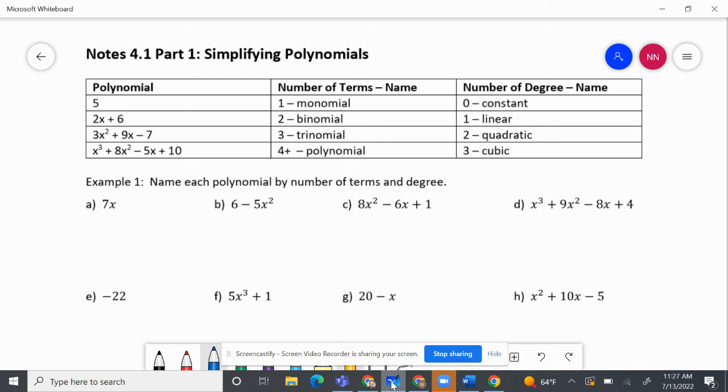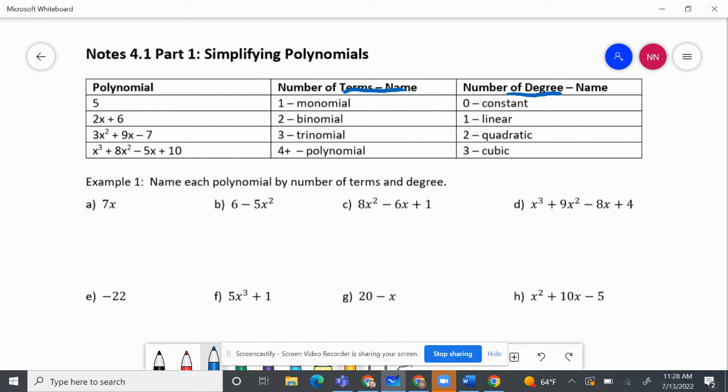What we're going to do is look at simplifying polynomials. Now, before we simplify polynomials, what we need to do is clarify different types of polynomials. So we're going to be describing polynomials based on the number of terms that they have and the number of degrees that they have. And so we're going to name them based off of that.